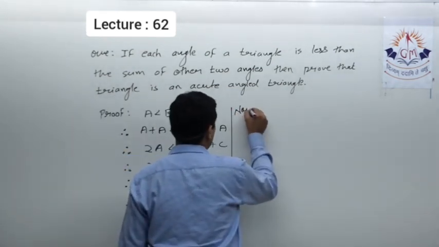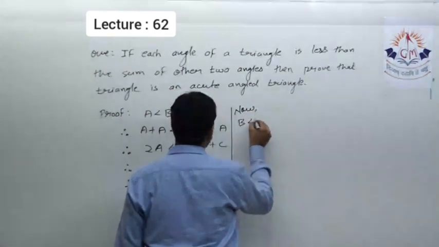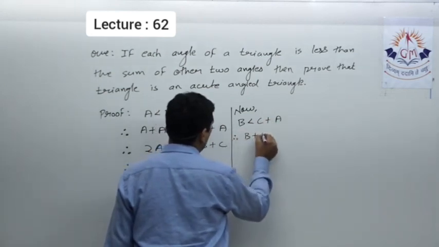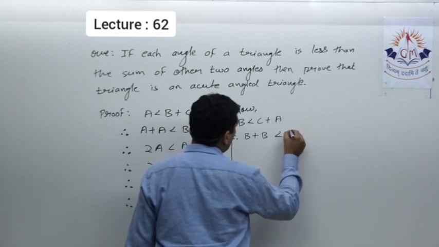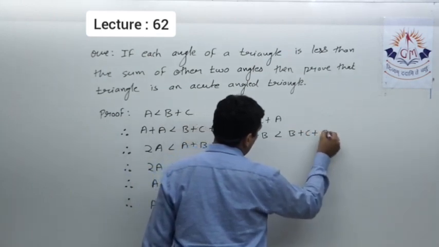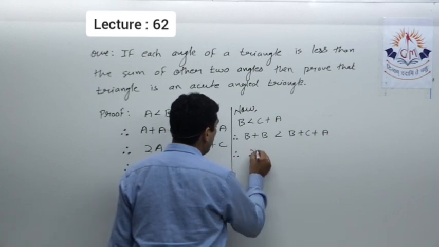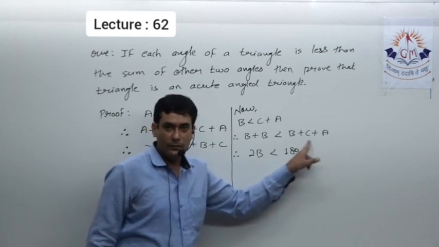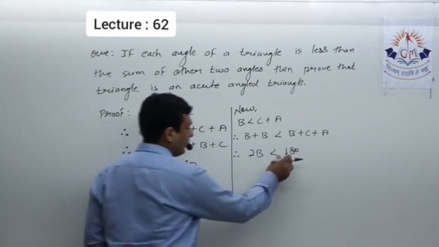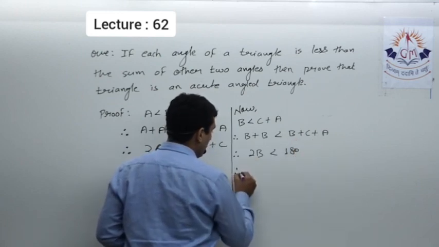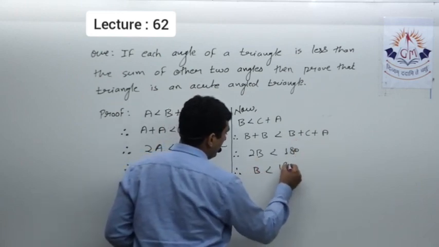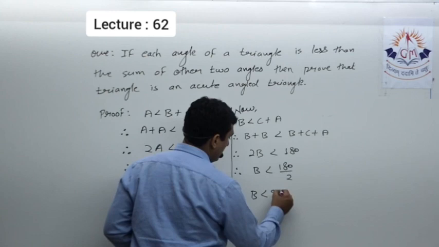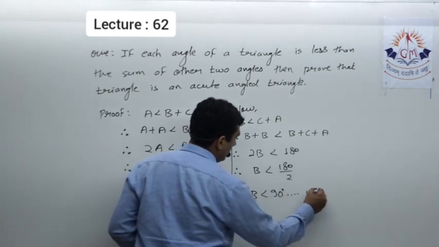So B is less than C plus A, it is given. So I am adding B on both sides this time. So this gives you B plus B is less than B plus C plus A. So I can say 2B is less than, because B plus C plus A, that means the sum of the angles of the triangle, is equal to 180 degree. So here I can say B is less than 180 by 2. Therefore, I can conclude B is less than 90 degree. This is my equation number 2.